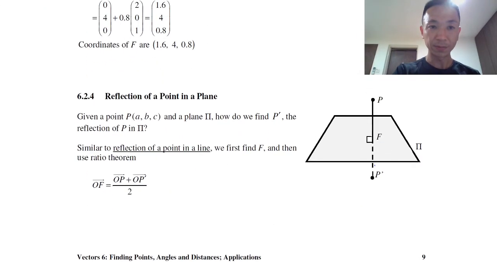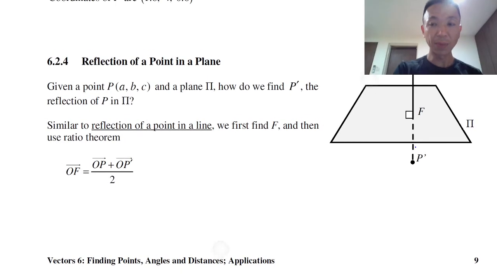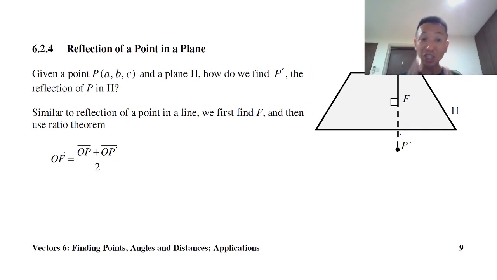Let's move on. How about reflection of a point in a plane? Previously, we talked about reflection of a point in a line. Now we talk about reflection of a point in a plane. That means on the other side. It's a point, it's a plane. I want to find the other side, the reflection.